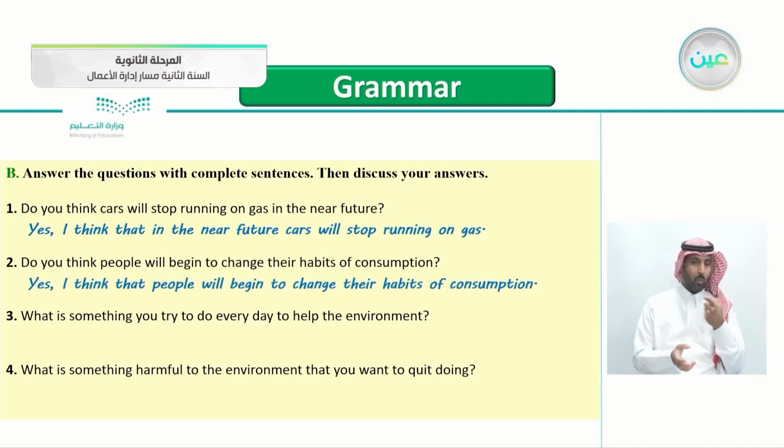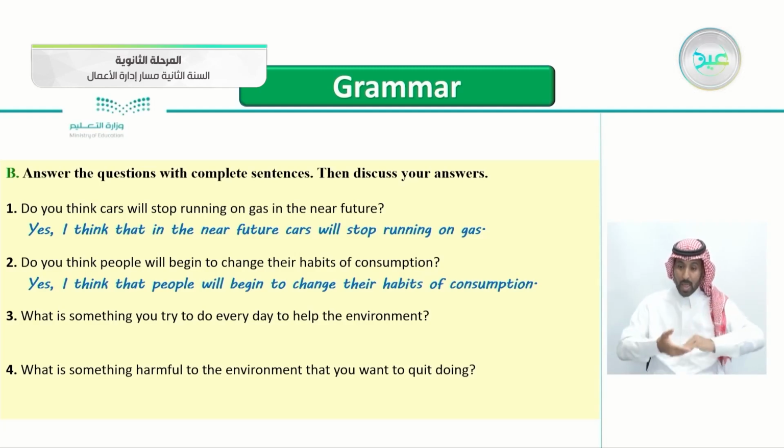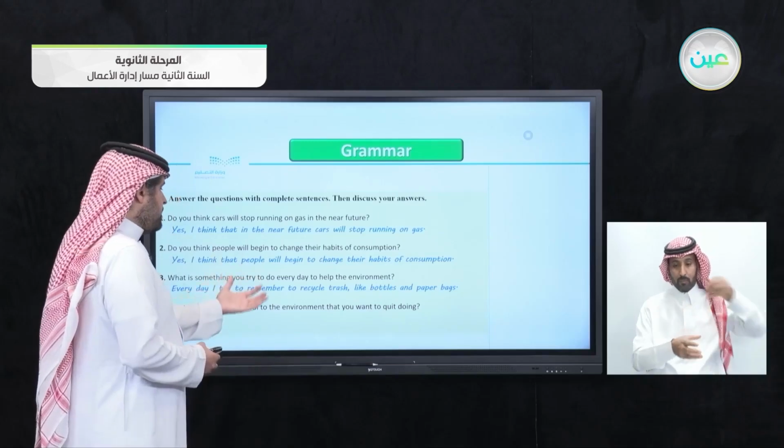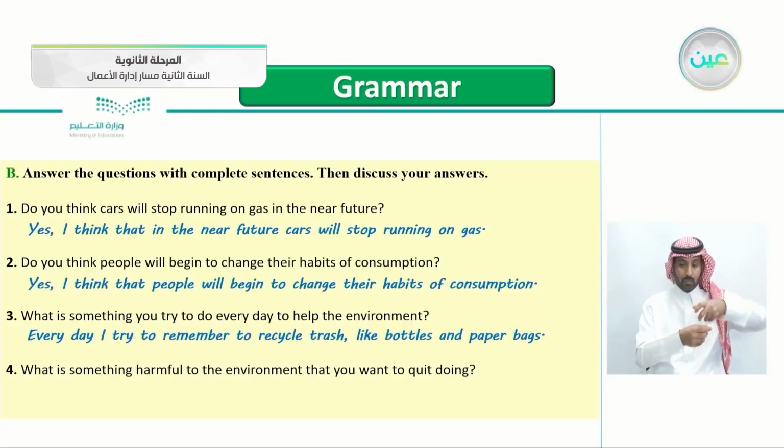Number 3, what is something you try to do every day to help the environment? What is something you try, this is the verb here, try to do. So this is the infinitive here. Every day to help the environment, something you try to do every day. What is it? For example here, every day I try to remember to recycle trash like bottles and paper bags. This is, of course, my answer. Or you can say, I try to recycle, for example, trash like bottles and paper bags.